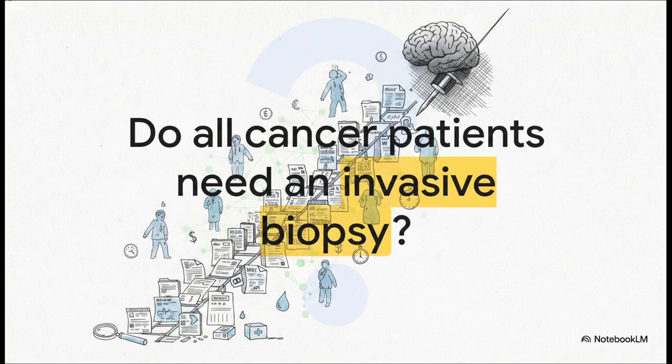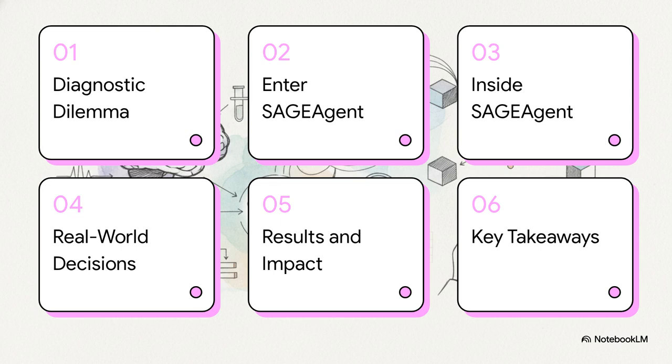And the human stakes here are incredibly high. Every unnecessary surgery means unnecessary patient suffering, risk, and financial cost. But how do doctors know when it's actually safe to stop testing? So here's our roadmap for today. We'll quickly run through the diagnostic dilemma, then enter SAGEAgent, look inside its brain, see some real-world decisions, look at the results and impact, and finally wrap up with a summary and some key takeaways.